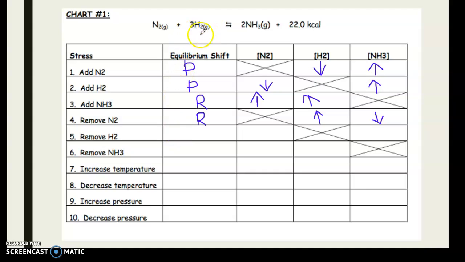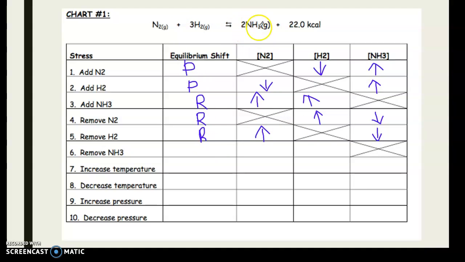So let's work with removing H2. If we remove H2, remember, whatever I take, I must put back. So that means I'm staying on my reactant side. And then the concentration of N2 is going to look like it's going to increase. Not look like it is. So it's going to increase. But the concentration of NH3 is going to decrease because now I have less H2 to make NH3.